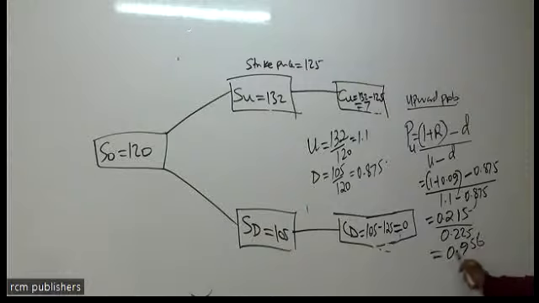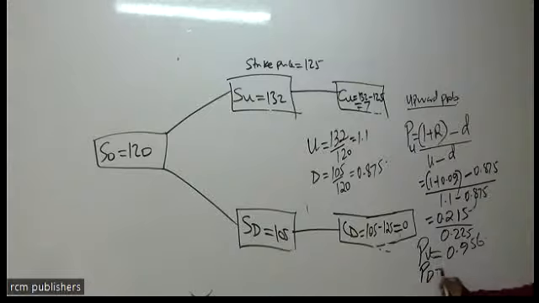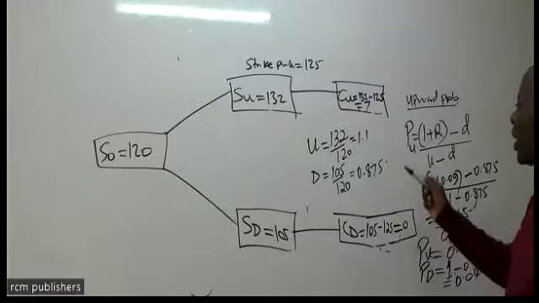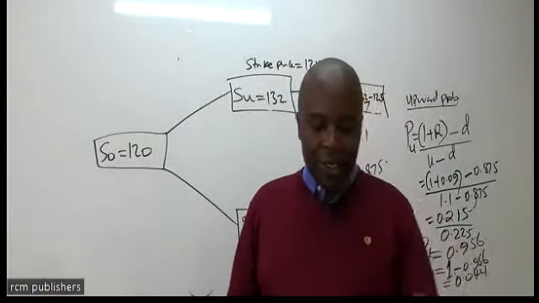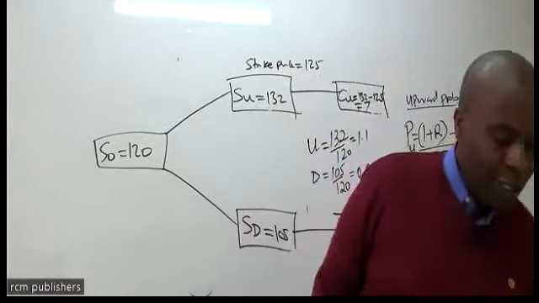0.956. But now remember that this is my PU. What about my PD? PD now will be 1 minus 0.956, which will end up giving us what figure? 1 minus 0.956 will end up giving me 0.044. So this is what I'll come and put here.